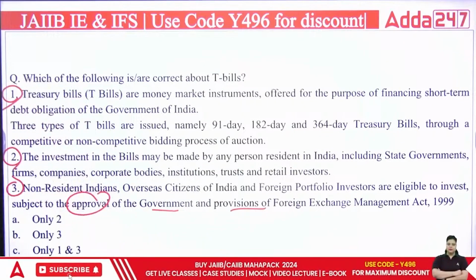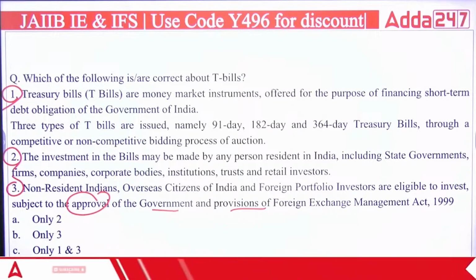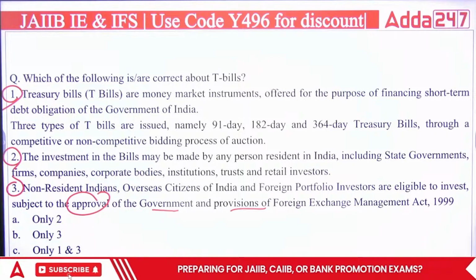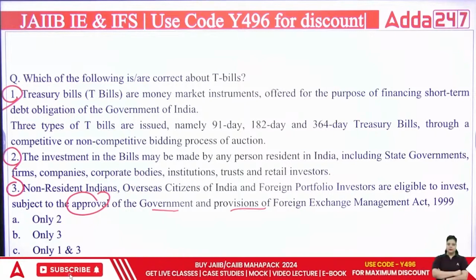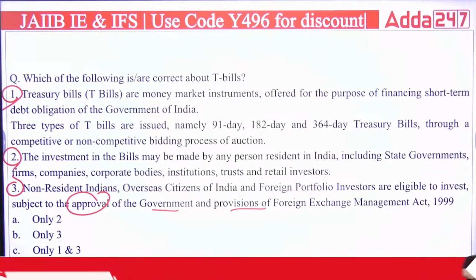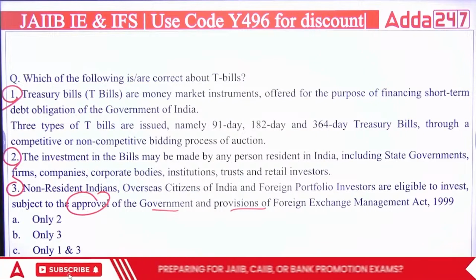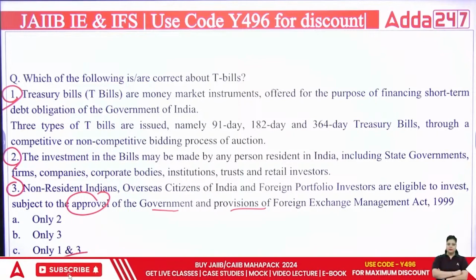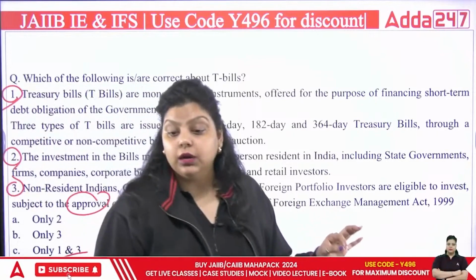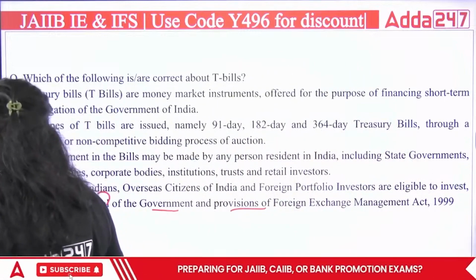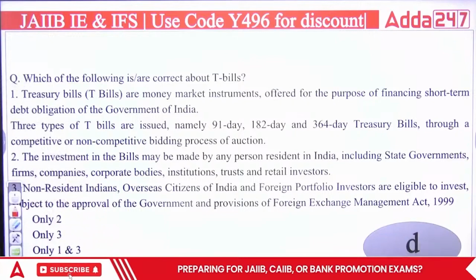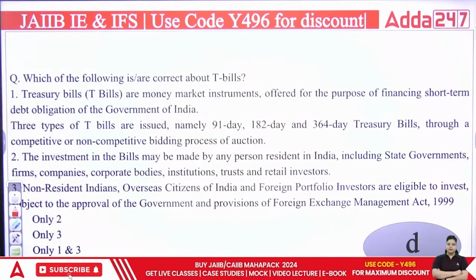So these are the three statements that have been given to you. Out of these three, let me know which of the following is correct. A, B, C or D. Which of the following is correct here? So the right answer will be all of the above. Okay, this is your right answer, because all the statements regarding treasury bills are correct here.